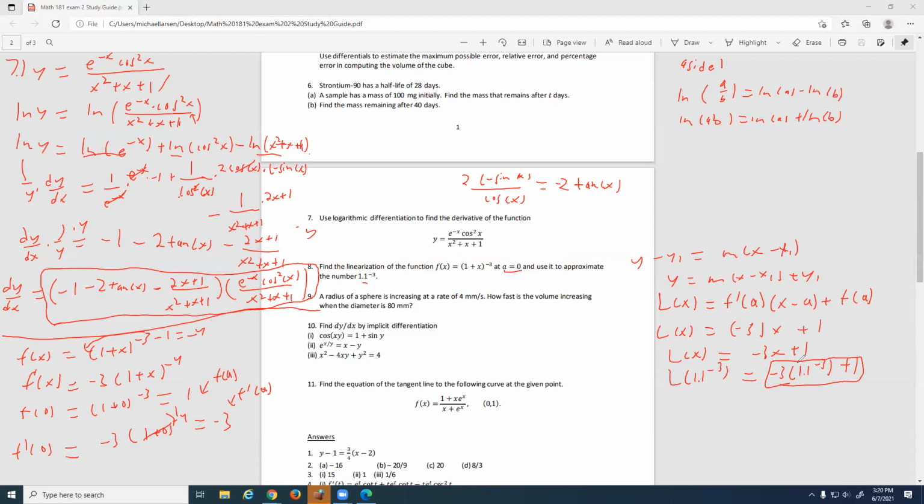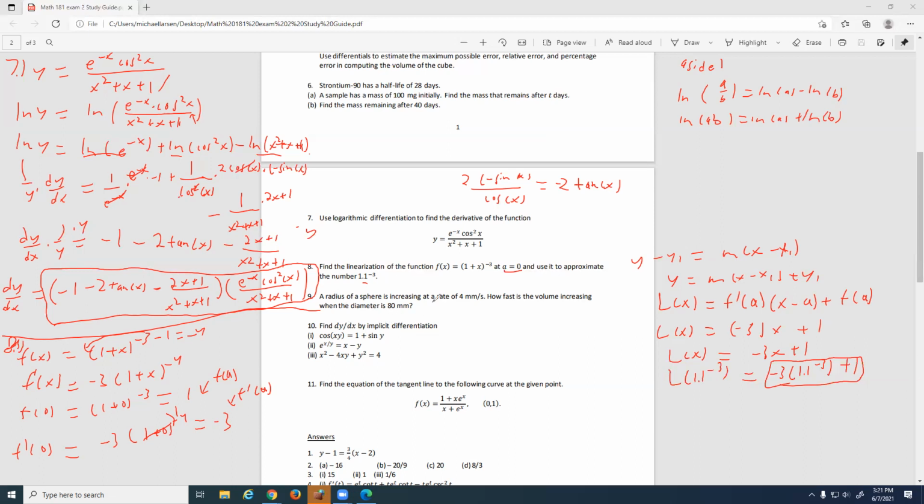You could punch this into your calculator and get a decimal value, but I think this exact answer is perfectly fine. So any questions on number 8? I guess I never wrote that I was working on number 8. I kind of did it all over the place, but any questions on that? Nope. Cool. All right.